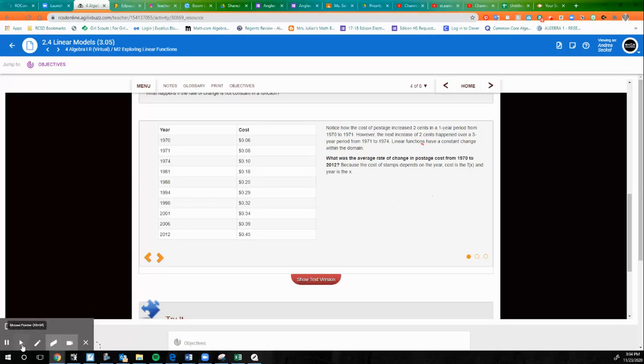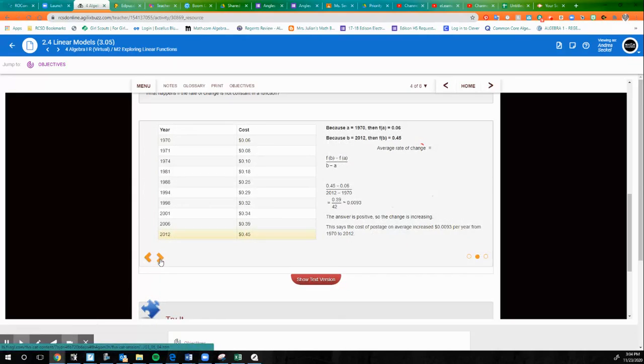Okay. Moving through, it shows you how they set it up using the y1s and the y2s, and how they got 30.39 over 42, and then they divided it and got that as the answer. They got a positive slope, so the change is increasing. So there's a spot for you to write that down on the study guide.